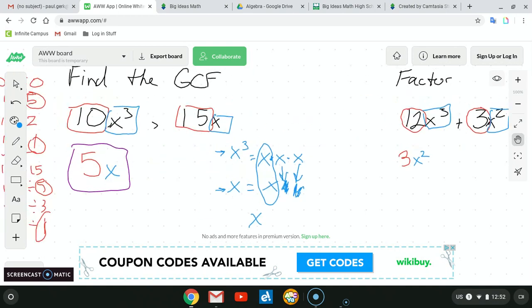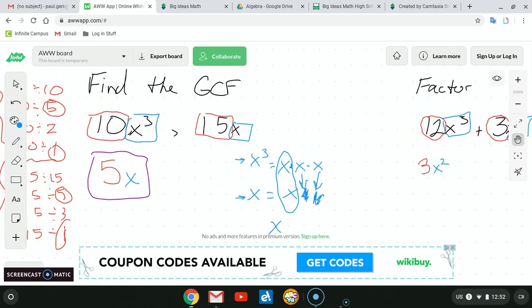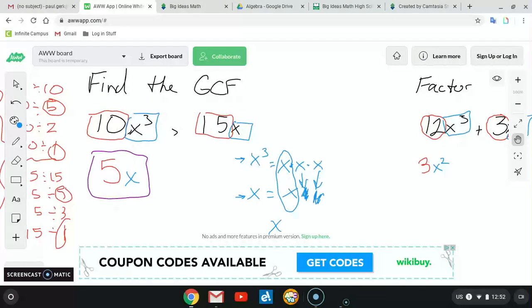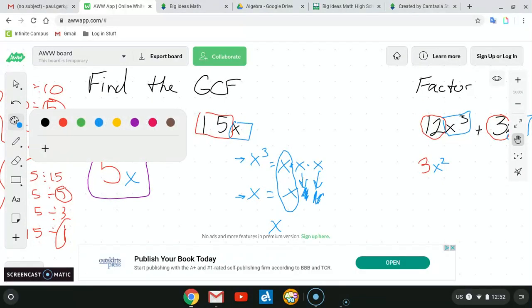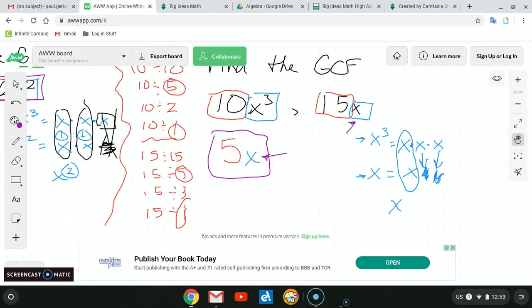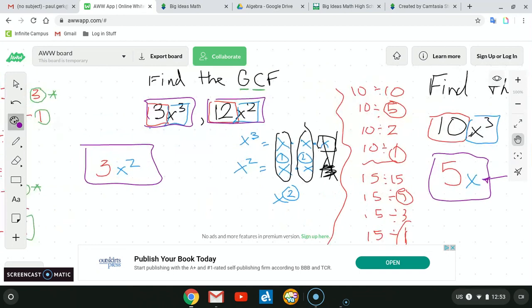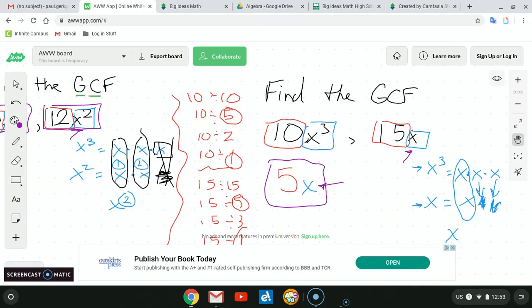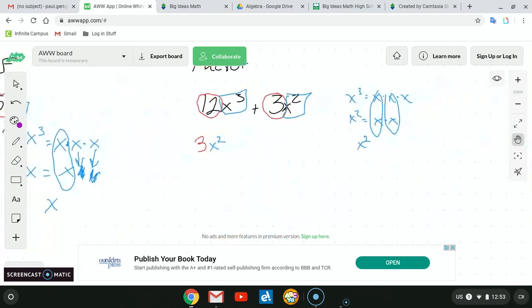Let's come over here. This one was x to the third and x. Which one's smaller? The x is. This x is smaller, so that means that's our GCF. If we come over here to our first one we did, we had x to the third again, just like our previous one, and x to the second was smaller, and that turned out to be our GCF. So there's a little trick. Whatever one's smaller, that's your GCF.